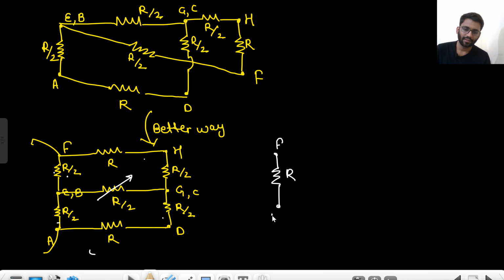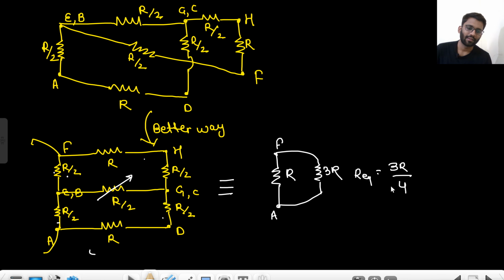This is A. And here it will become 3R, right? R plus R by 2 plus R by 2 plus R. So it will become 3R. So between A and F, you are getting 3R by 4 resistance. R equivalent will be 3R by 4.